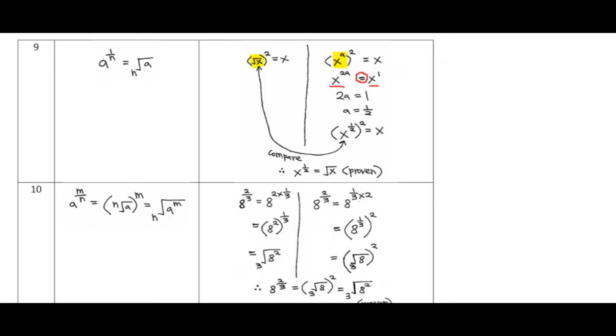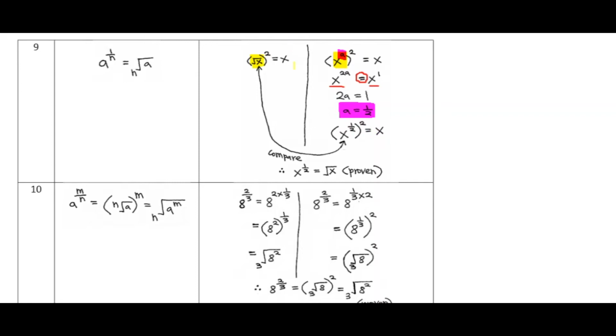So what I do is, because here I have a equals 1 over 2, and here there's an a over here, correct? If you can see, there's an a over here. So I will sub this a into here. So basically what I will get is x to the power of half, to the power of 2, equals x. I sub the a back into the original. So x to the power of half to the power of 2 equals x.